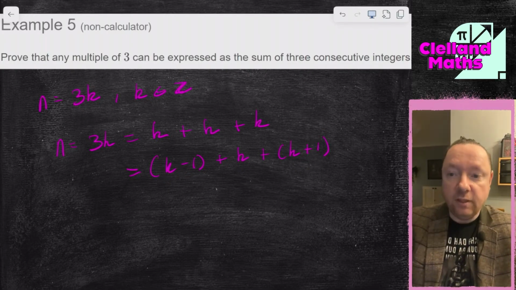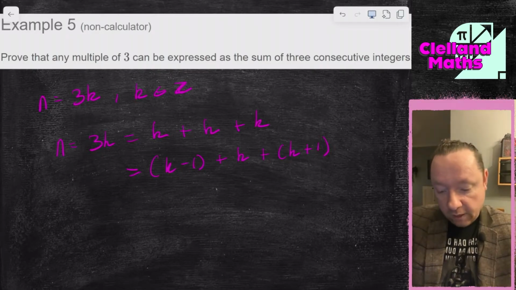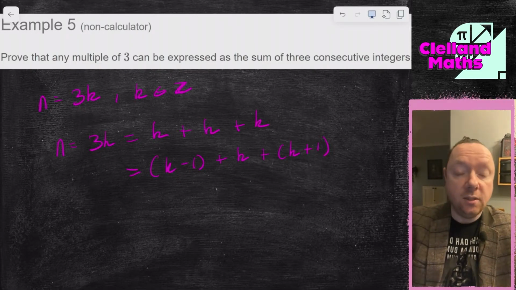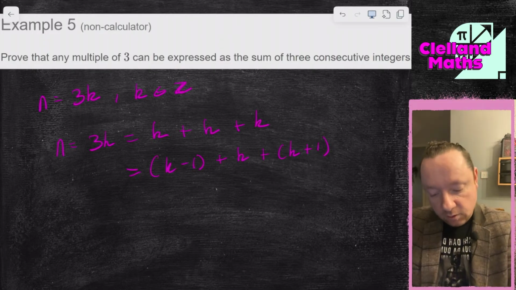Since we have 3 consecutive integers, we have proved that any multiple of 3 can be expressed as the sum of 3 consecutive integers. So proved.